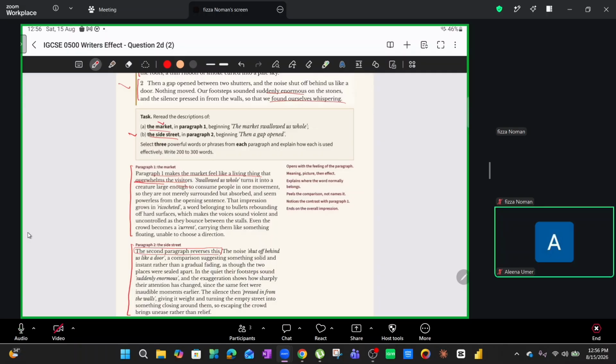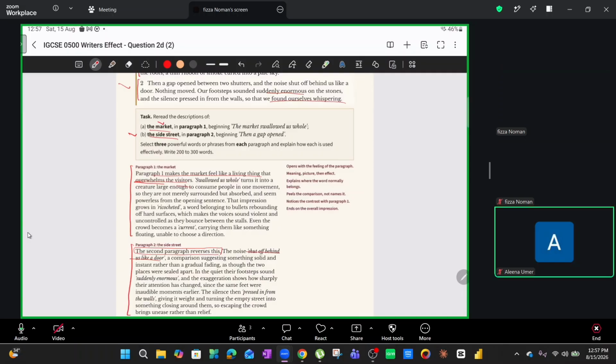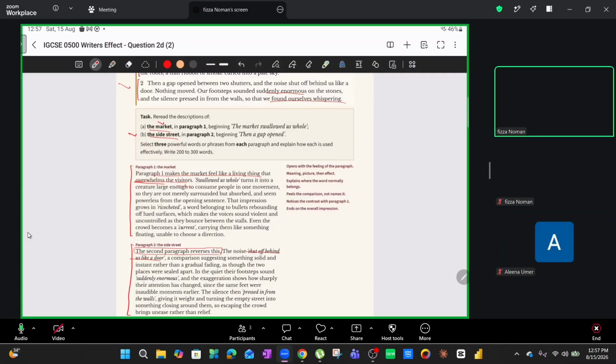Then we move on. The noise shut off behind us like a door. A complete sentence has been quoted. A comparison suggesting something solid and instant rather than a gradual fading. Something that happened all of a sudden, right? Not something that happened gradually. Make sense? As though the two places were sealed apart. That beyond the doors is something else and behind the doors is something else. Make sense? Yes. In the quiet, their footsteps sounded suddenly enormous. And the exaggeration shows how sharply, hyperbole has come in, right? How sharply their attention has changed. Now the attention is on them.